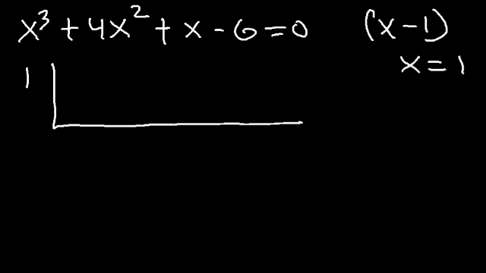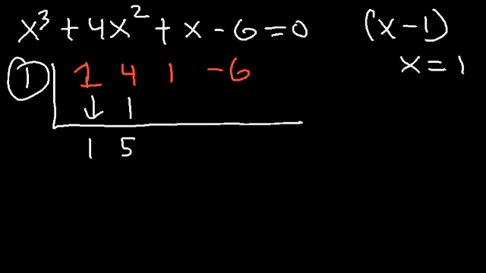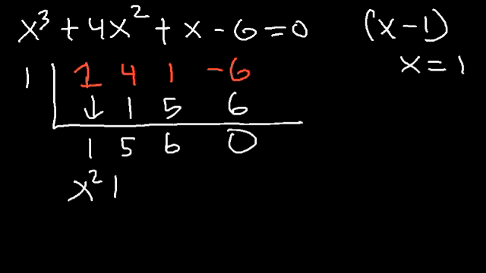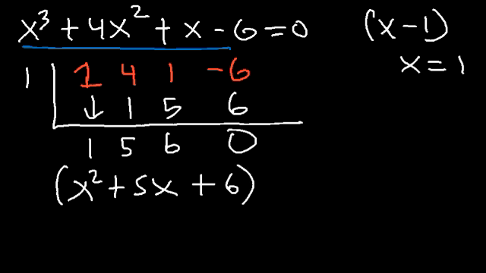So we're going to have the coefficients 1, 4, 1, and negative 6. 1 times 1 is 1, 4 plus 1 is 5, 1 times 5 is 5, and 1 plus 5 is 6, 1 times 6 is 6, and if you add those two you get 0. So we're left with the polynomial 1x squared plus 5x plus 6. So therefore, to factor this expression, it's going to be this, x squared plus 5x plus 6 times x minus 1, the other factor.